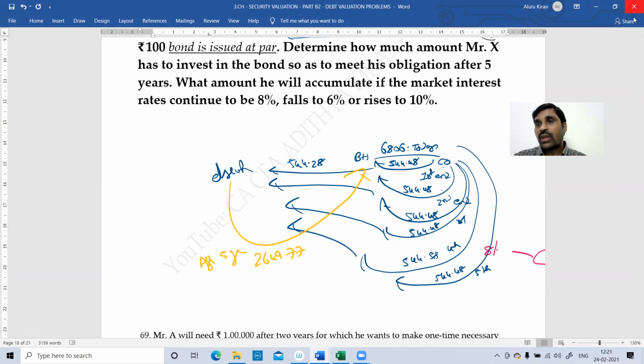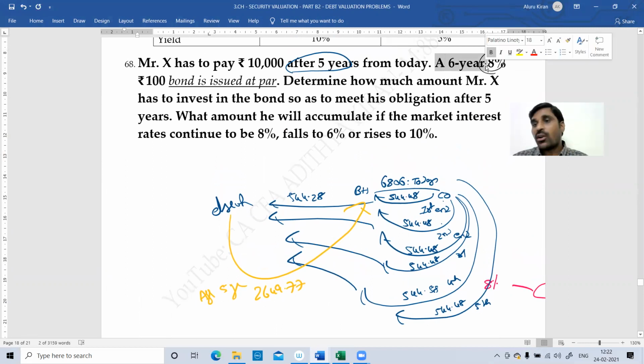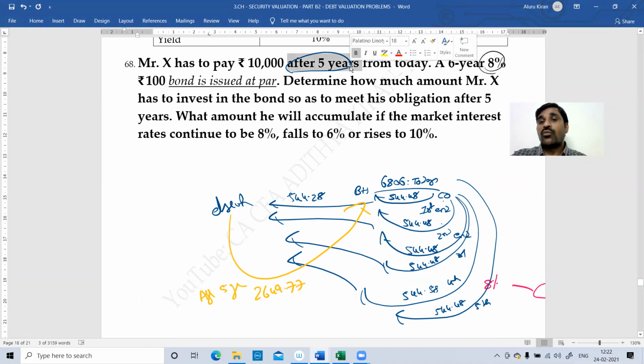Why? Because look at this concept. The company's bond has 6 years maturity. You want to sell the bond after 5 years, but the company will redeem the bond after 6 years, not after 5 years. We cannot redeem the bond with the company early, but we want the money after 5 years. Therefore, we are selling the bond in the secondary market.